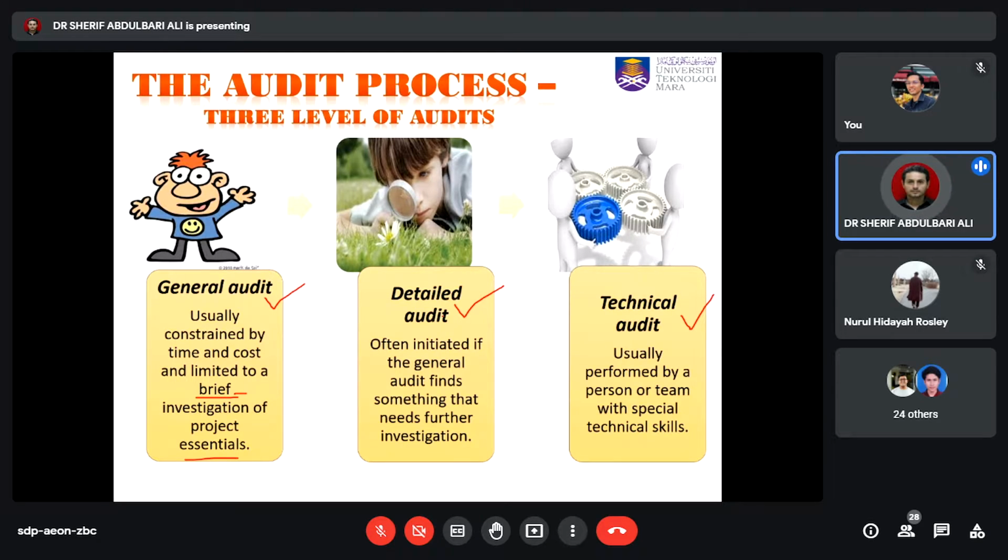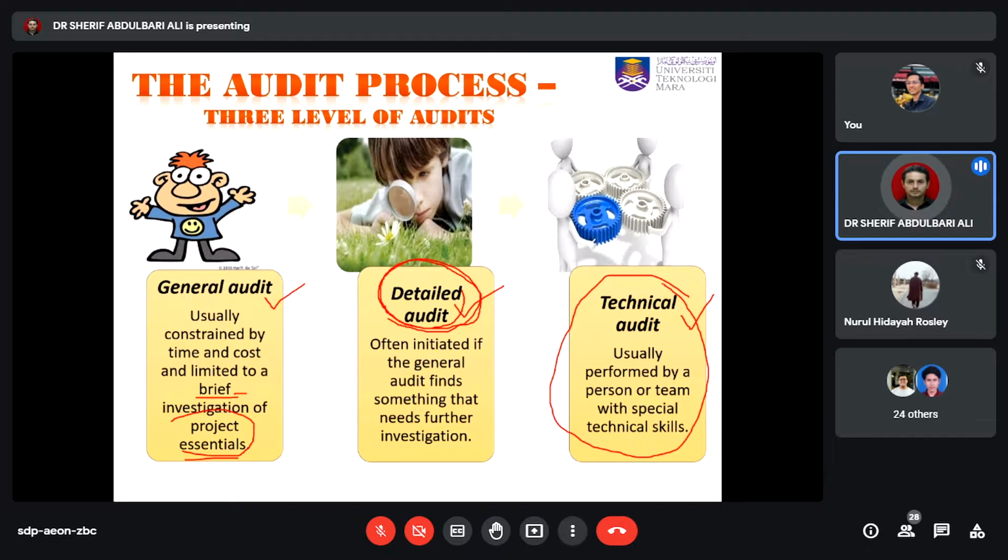We are going to use the detailed audit if the general audit shows some issues, so you go for the detailed audit. This is often initiated if the general audit finds something that needs further investigation. If there is an issue from the essential project investigation, this means you need to go into detail to find those issues. Technical audits are usually performed by a person or team having special technical skills. Okay, so this is done on the site itself.